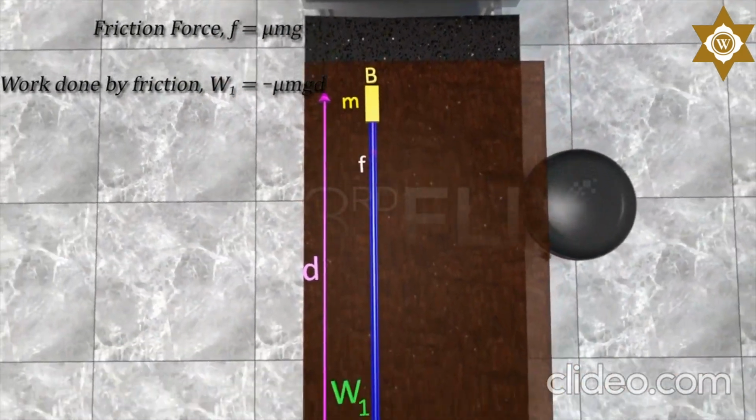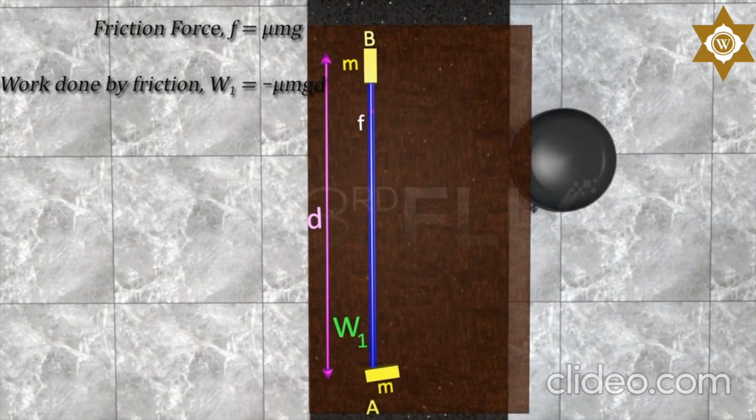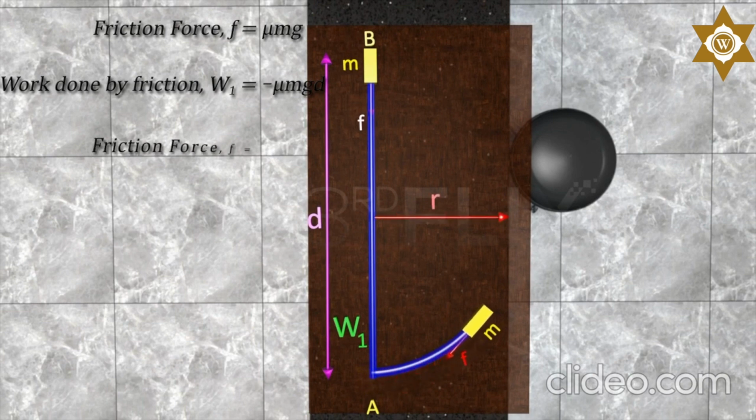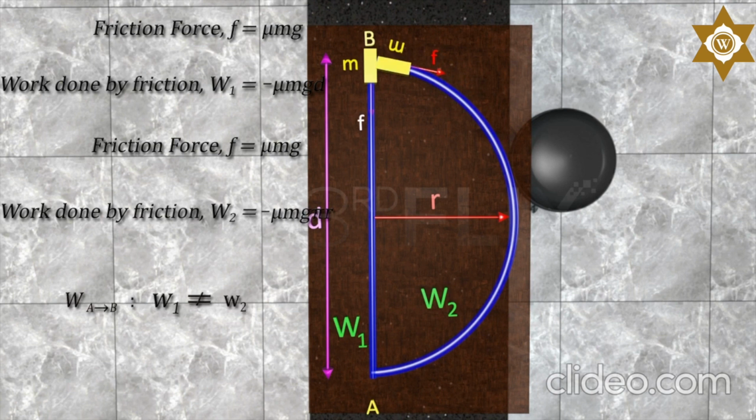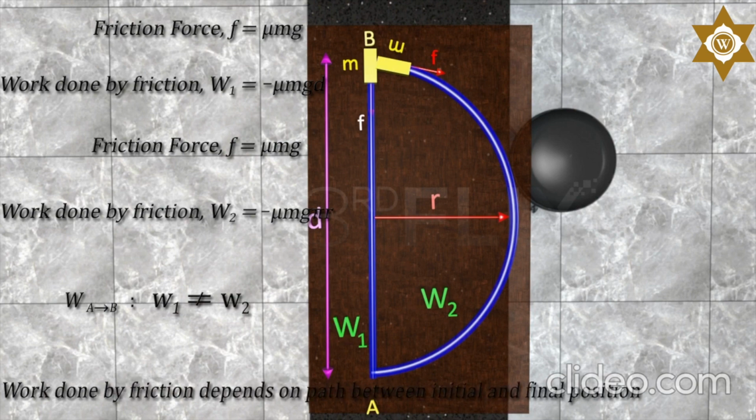Now consider another situation where the object is brought from A to B very slowly along a circular path of radius r. Frictional force along the circular curve is mu mg, and it is opposite to the motion of the object at every point. Hence, work done by friction in this case is minus mu mg pi r. Though the initial and final points are the same in both cases, work done by friction is different. So, work done by friction depends on the path taken by the object between initial and final points.